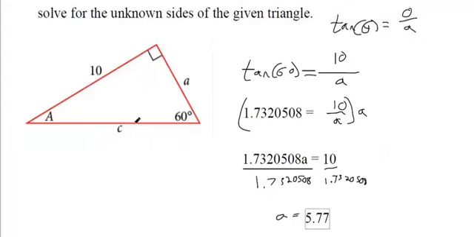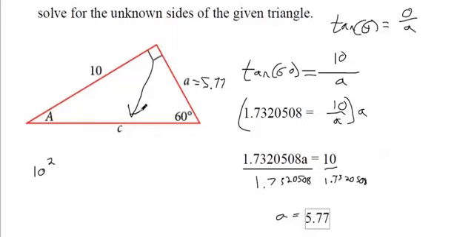Okay, and now we need to know what side length C is. So we could use trigonometry again. You could use sine of 60 equals the opposite divided by the hypotenuse. That would work just fine. Or, what's a little quicker is the Pythagorean theorem. If you know two sides, you can quickly find the third side by plugging them in the Pythagorean theorem.